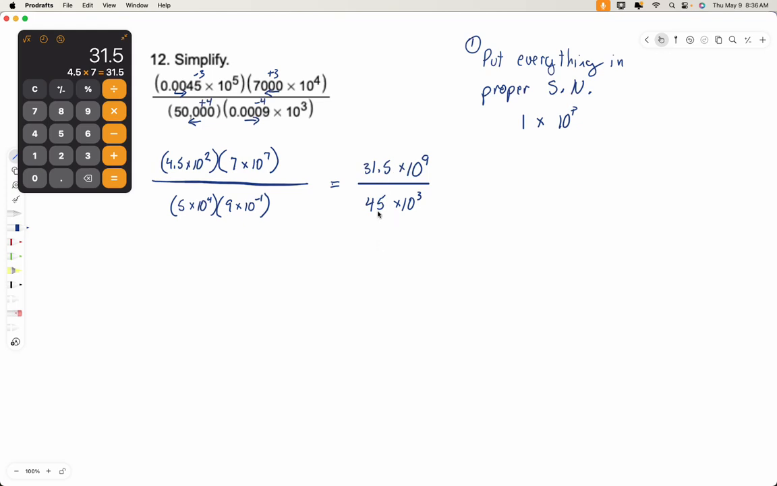Okay, so now I need to divide this. 31.5 divided by 45. That's 0.7. So 0.7 times 10. And when I take this and combine it with this, whenever you move, it changes the sign. So 9 minus 3 is 6, right? But now I need to move this back. I need to move that decimal back. So it's going to be one space, so it's minus 1. So that's going to be 7 times 10, negative 1, positive 6. That's going to be a positive 5. That is your answer.